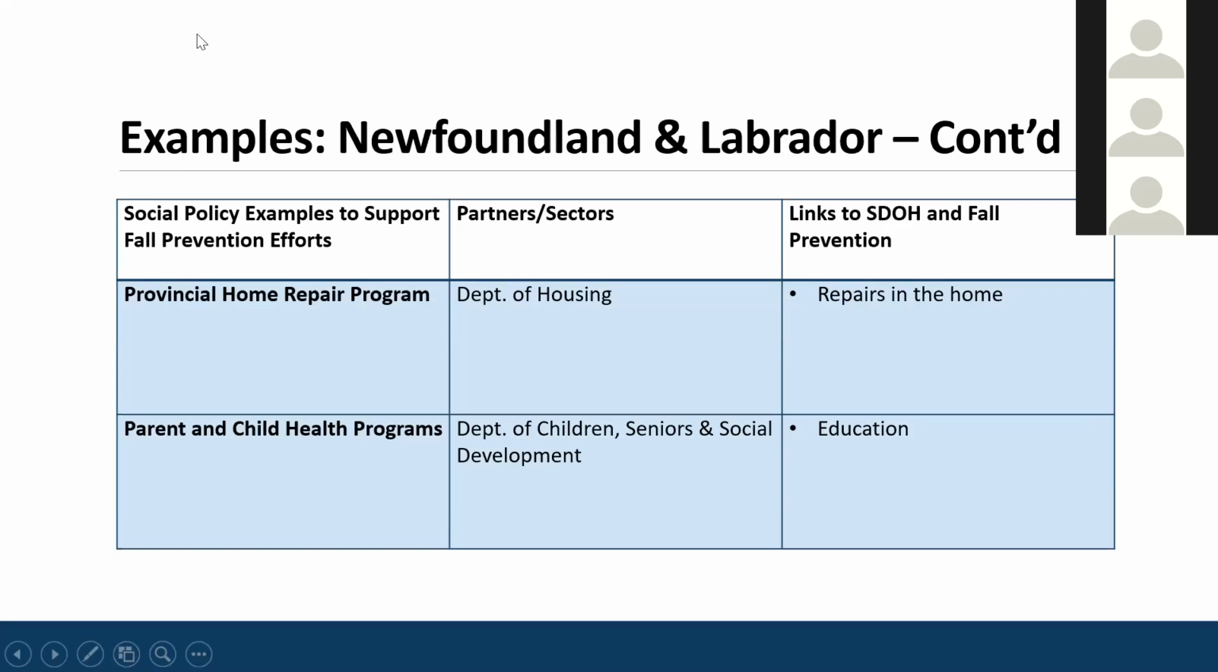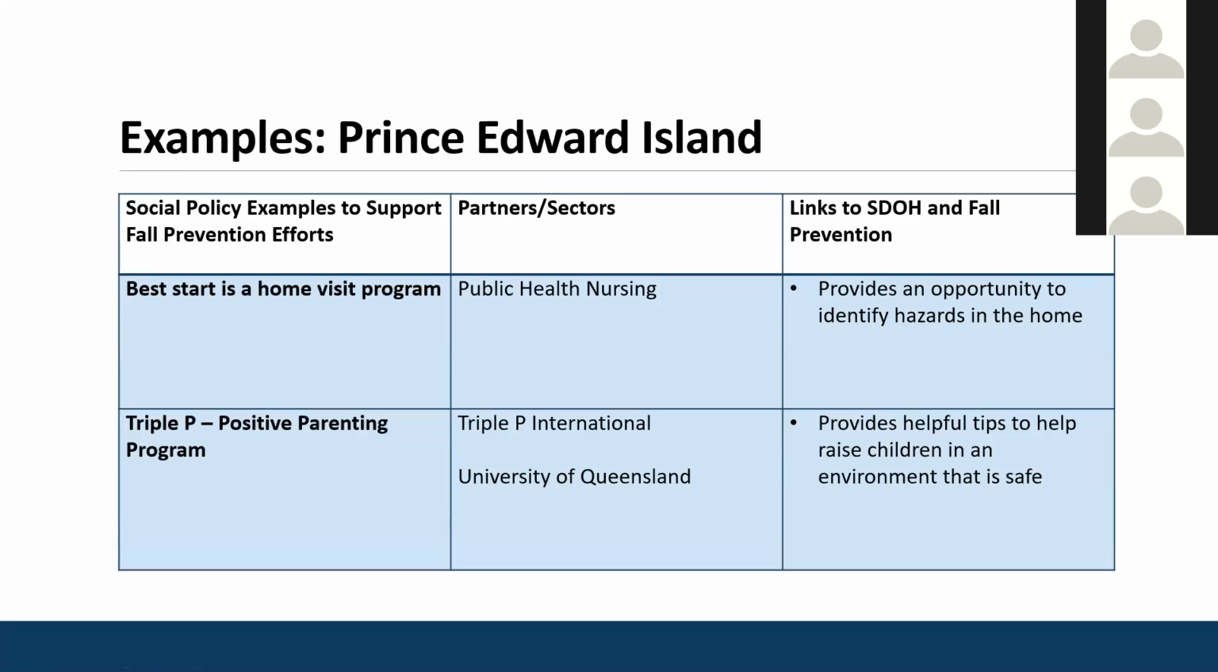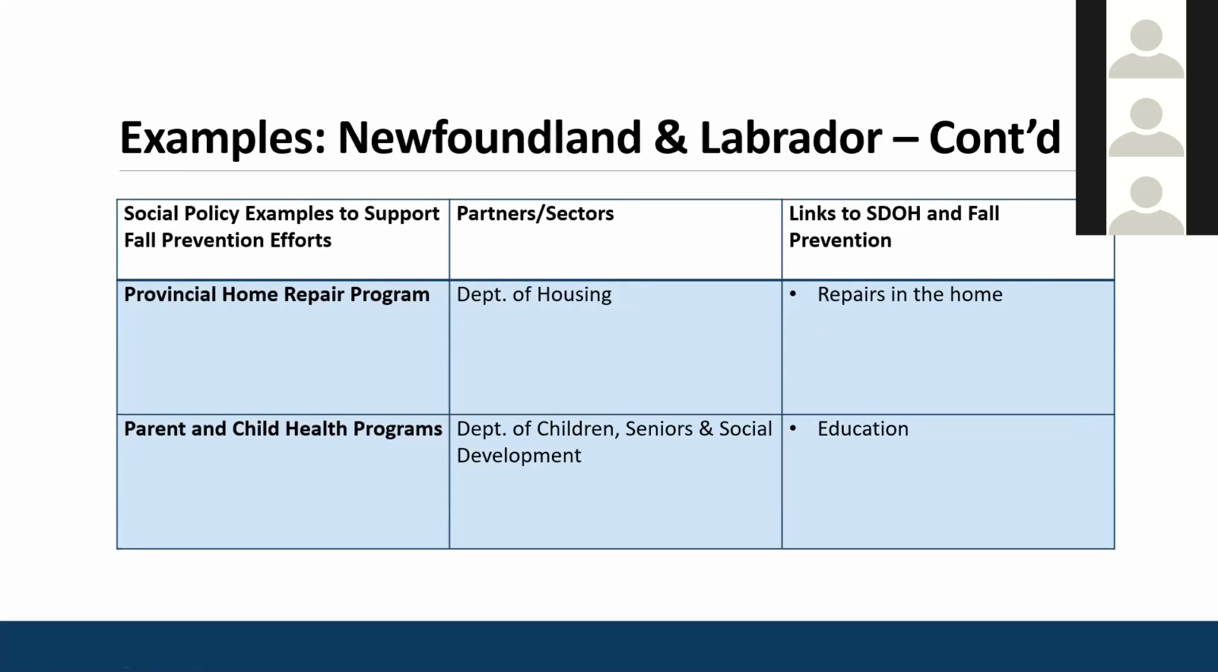So the next one is the provincial home repair program. Again, it provides financial assistance to low-income homeowners for repairs to maintain the safety of a dwelling. So this allows families to repair hazards in the home, which helps to reduce the hazards related to fall-related injuries.